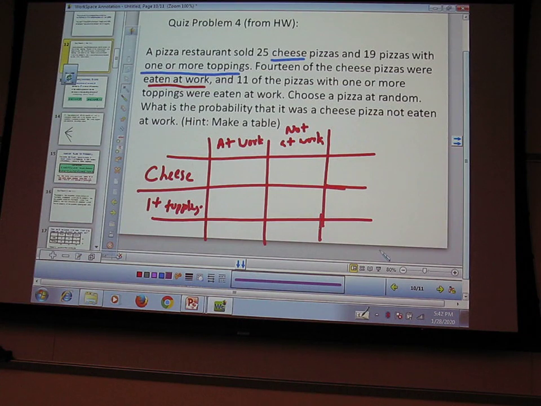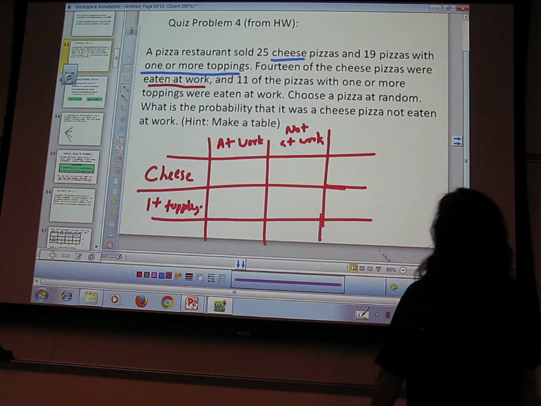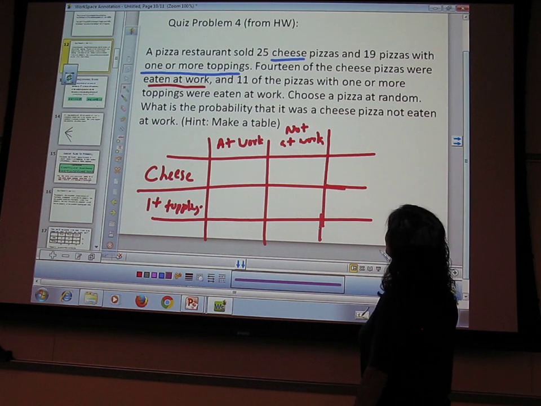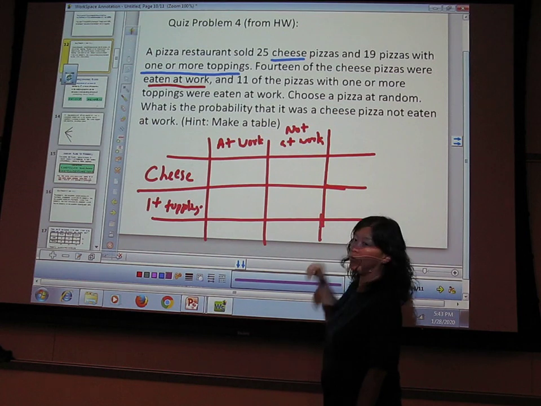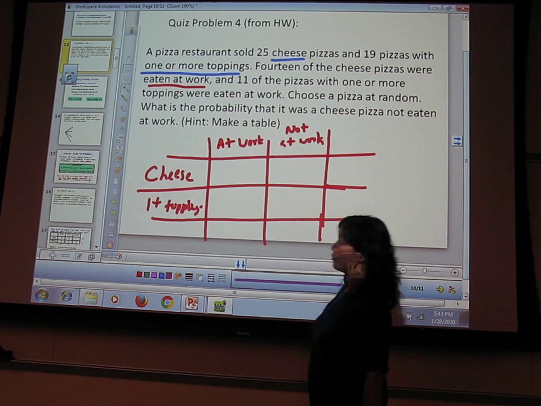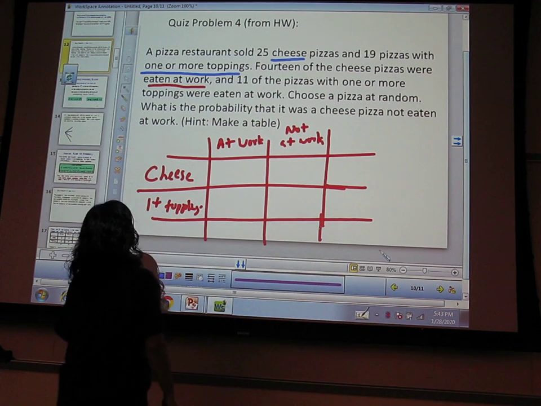Figure out the things you know. Okay, so what are things we know? We know that 25 of the pizzas were cheese. Does that mean the at work, not at work, or the total? Total. Total, so fill that in. What else do we know?